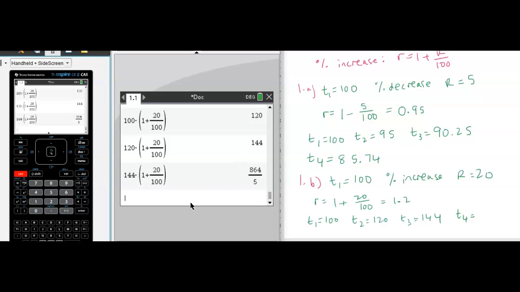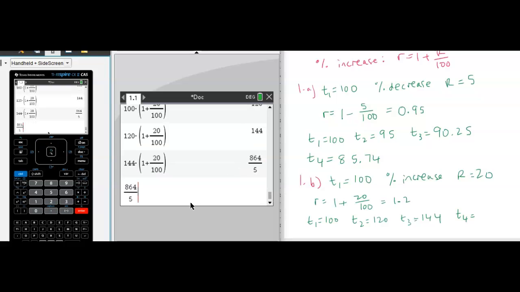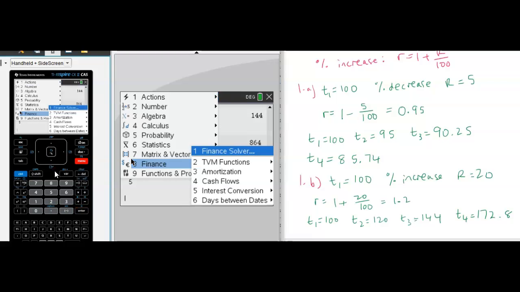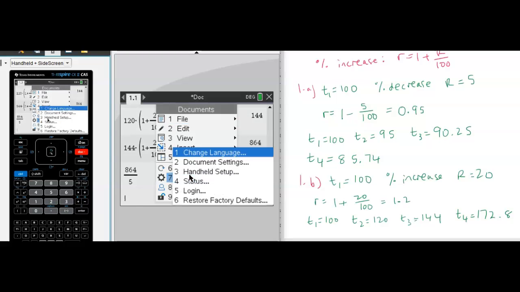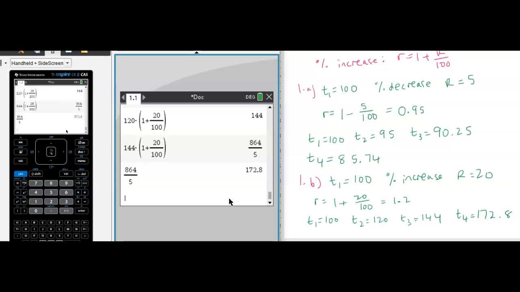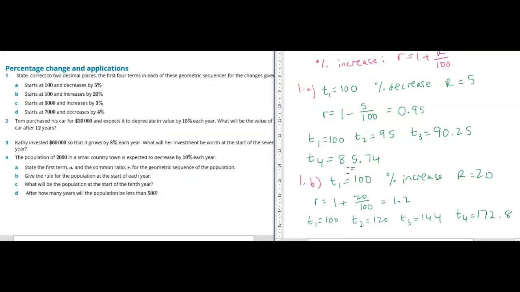Now, if you get a fraction, just highlight it, press Enter, and then Control Enter. So 172.8. Now, if you want to get off doing fractions, just go to Menu, Document Settings, and change from Auto to Approximate, and that'll put all your answers in decimals. Because I teach a lot of other classes, I like it in exact mode, but if you just want to do it in decimals all the time, just change it to approximate. Okay, so let's move on to question 2.